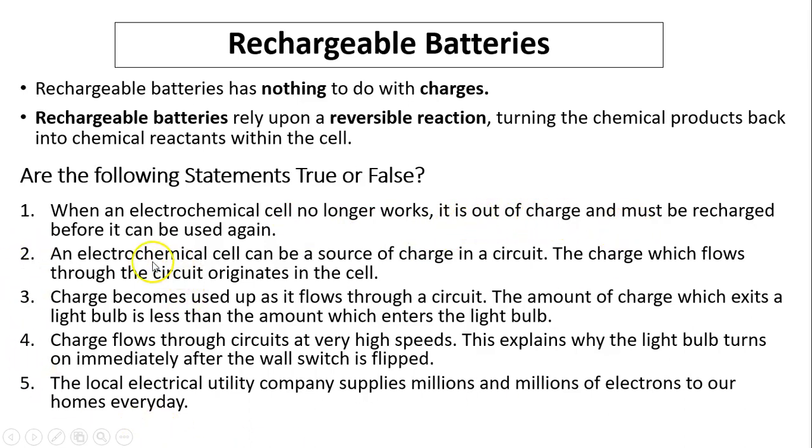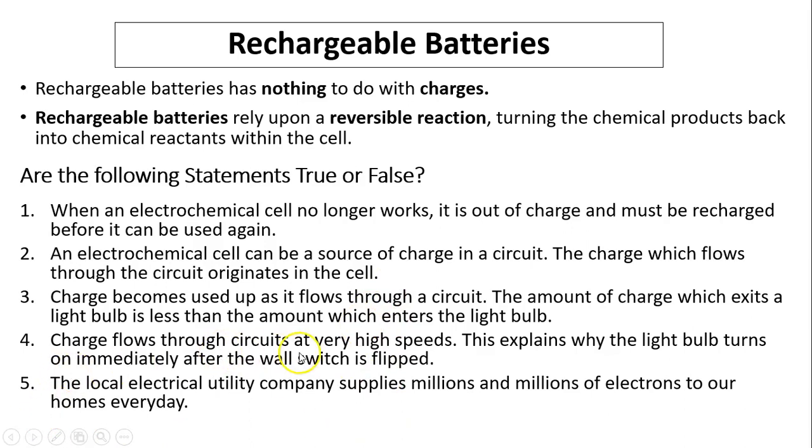Number two, an electrochemical cell can be a source of charge in a circuit. No, the source of charge is in the atoms. It's not in the cell. The cell provides the energy source to move the charge. So number two is false. Number three, charge becomes used up as it flows through the circuit. Charge can never be used up. Energy is used up. So number three is false.